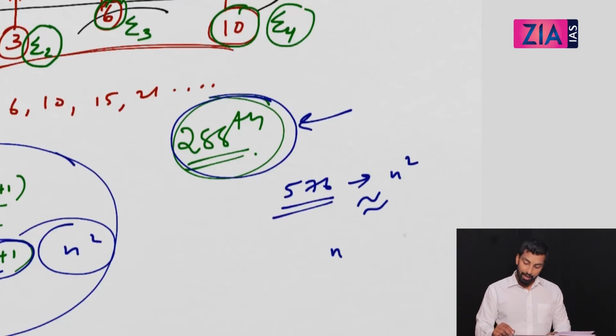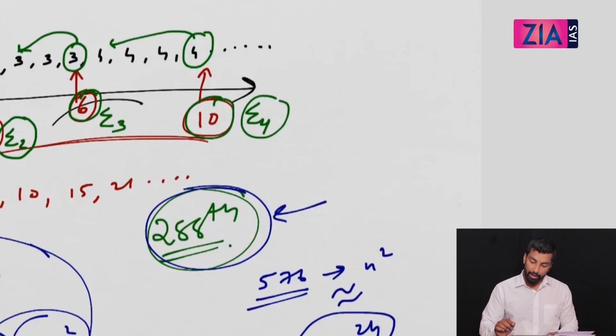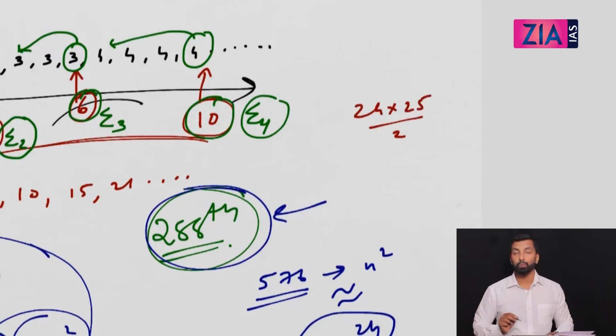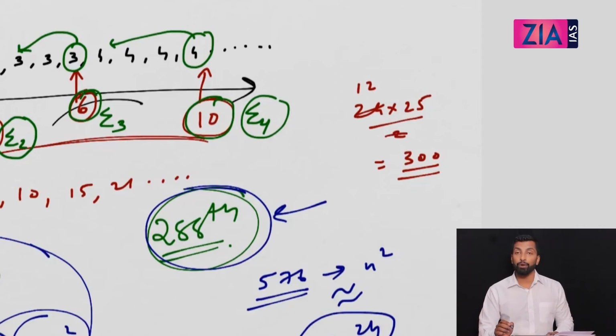So what is n? n is equal to 24, so that is the approximate number of terms. Now let's find sigma 24. Sigma 24 is actually 24 into 25 divided by 2. Let's cancel this out, you get 12, so what you get is 300. So sigma 24 is 300.